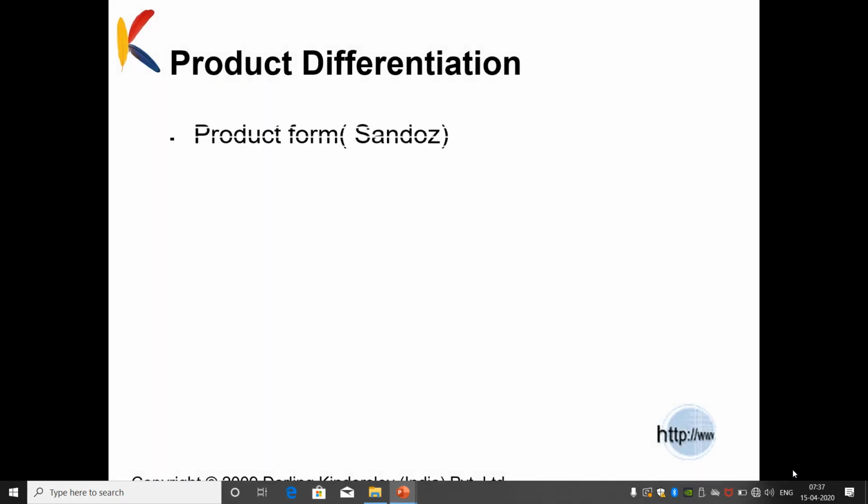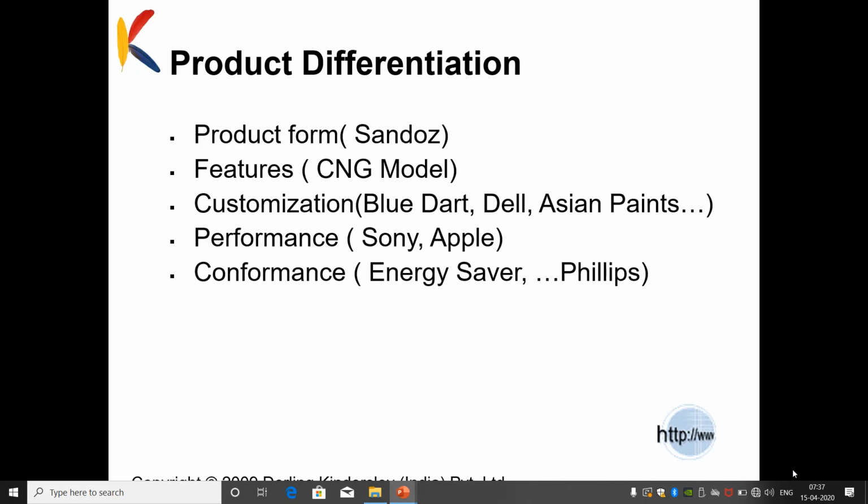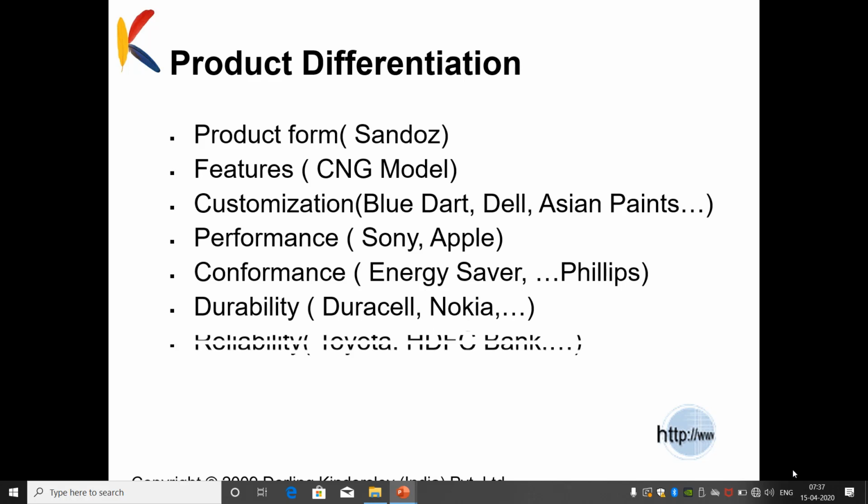One is on the basis of product form, like the example I mentioned in that bracket, so you can just read it. It is self-explanatory. On the basis of features, like in the automobile industry now, a CNG model is one of the features which some automobile companies are providing. On the basis of customization, like Asian Paints and Dell. On the basis of performance, like Opel and Sony. On the basis of conformance, like the lifespan of the particular product.